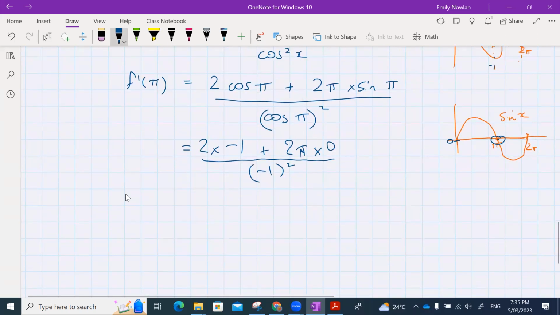Okay, then that means I can now work this out. 2 times minus 1 is minus 2. That's 0. It just goes over what's minus 1 squared. That's just 1. So minus 2 over 1 is just minus 2. And that's done.